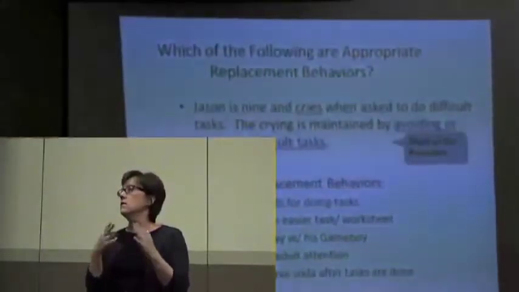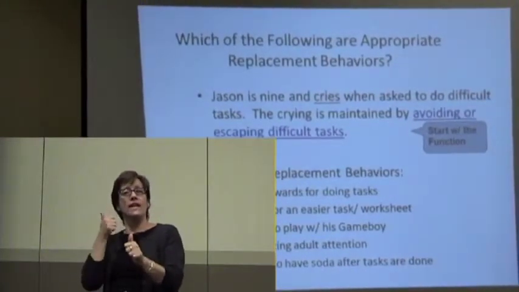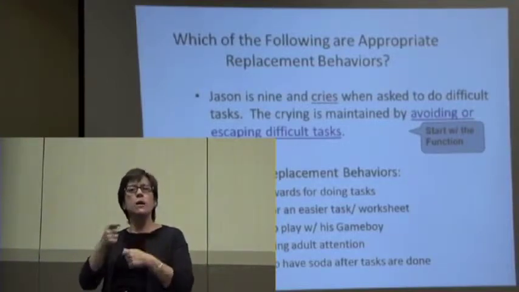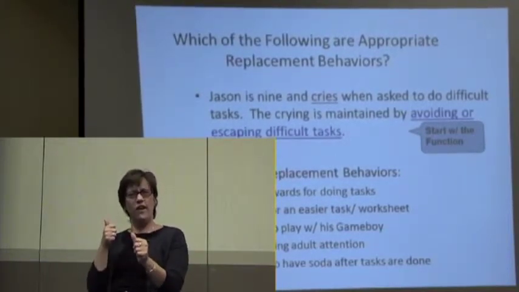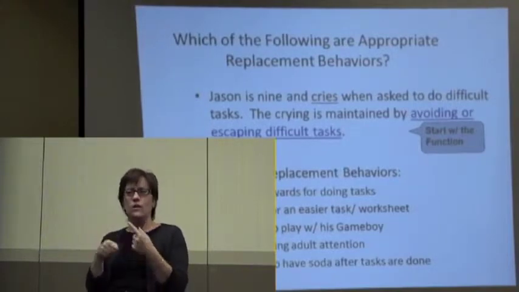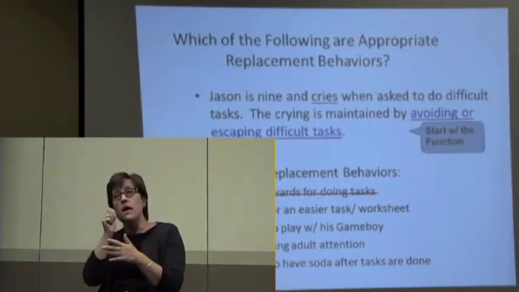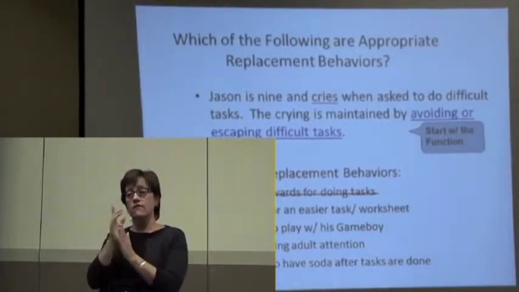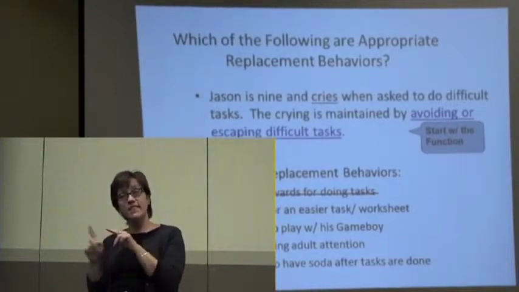Let's do another one. Jason, he's 9 and cries when asked to do difficult tasks. The crying is maintained by avoiding or escaping difficult tasks. Okay? Remember, we start looking at the function. Possible replacements are more rewards for doing tasks. Same function. Well, he's trying to avoid, right? So when he gets more rewards for doing the tasks, no, not if he maybe doesn't have to do them tomorrow or something maybe, right? But that's not immediate enough, right? Asking for an easier task or worksheet. Does that match the function? Avoiding or escaping? Yeah, that's a keeper. We'll hold on to that one.